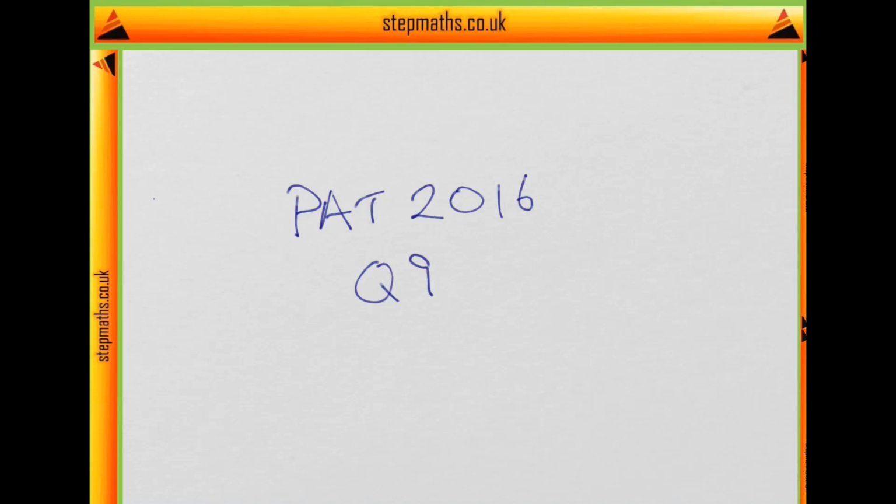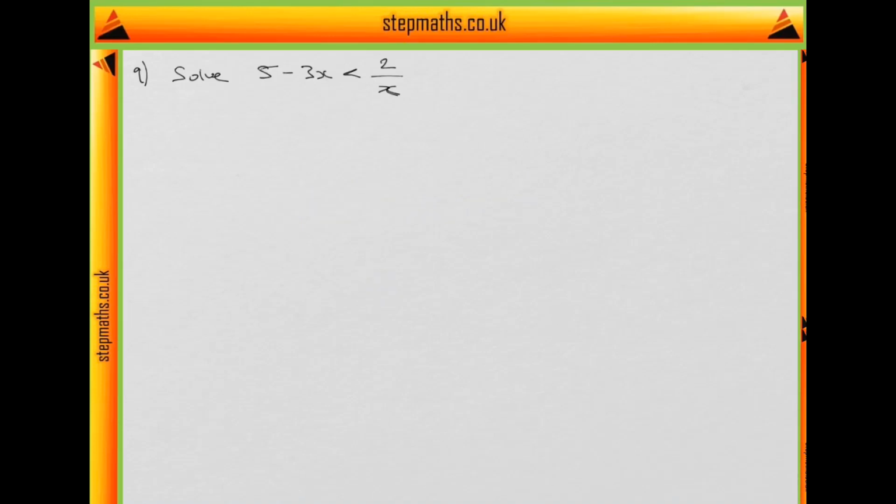Hi, today I'm going to go through the PAT 2016 paper looking at question 9. So question 9 asks us to solve 5 minus 3x is strictly less than 2 over x. Okay, so we should be familiar with these by now.